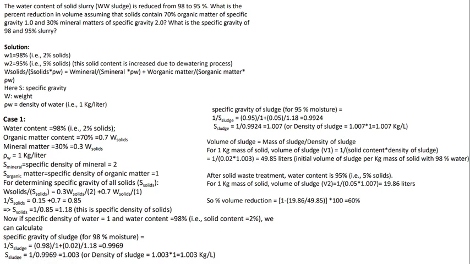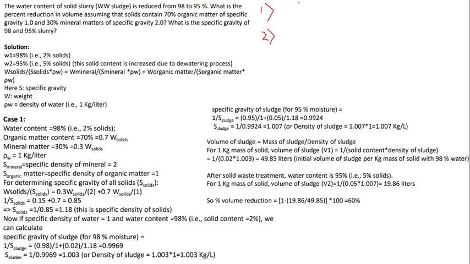So the next question is: the water content of solid slurry is reduced from 98 to 95 percent. What is the percent reduction in volume, assuming that the solid contains 70 percent of organic matter of specific gravity 1 and 30 percent of mineral matter of specific gravity 2? What is the specific gravity of 98 and 95 percent slurry? The question is very simple. It has two questions in it.